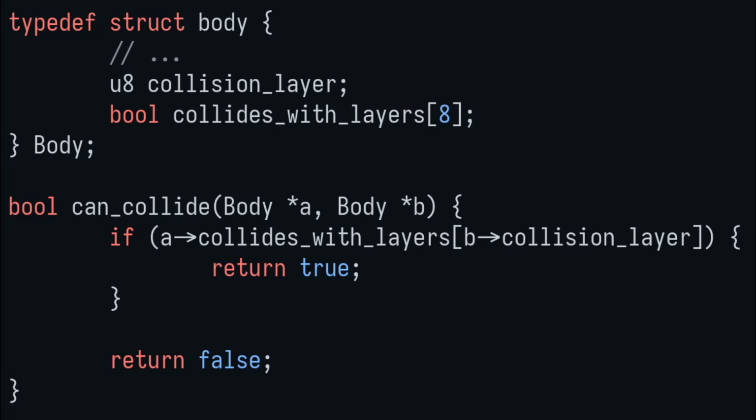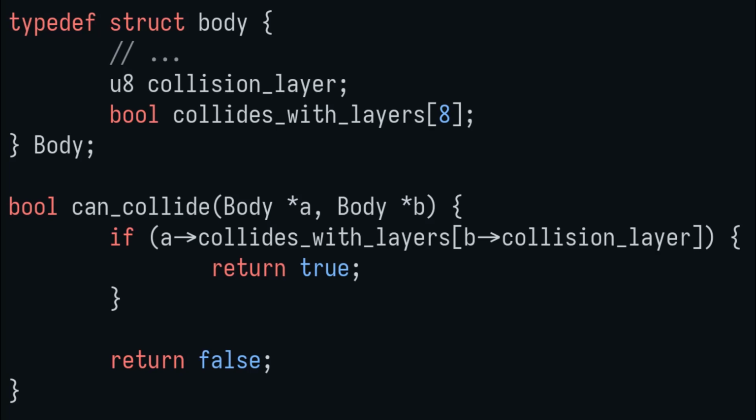One way you might approach this problem is by assigning a collision layer like we have done, and then adding an array of booleans that represent the layer indices that this one can collide with. To check if one body can collide with another, we can just check if the index of the layer that B is on is true in the array of A. This is already pretty simple, but it does waste an awful lot of space.